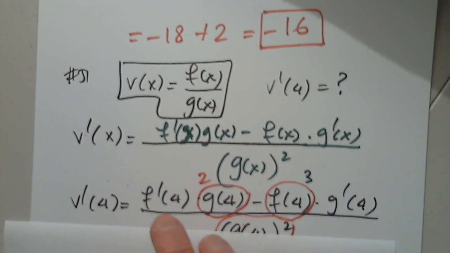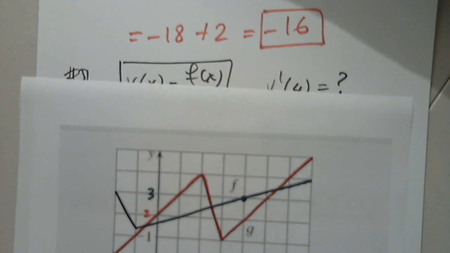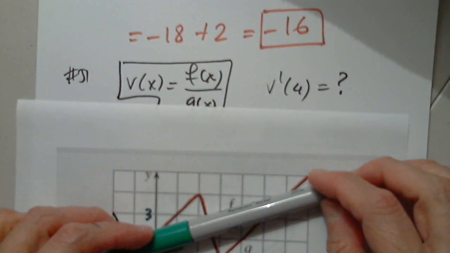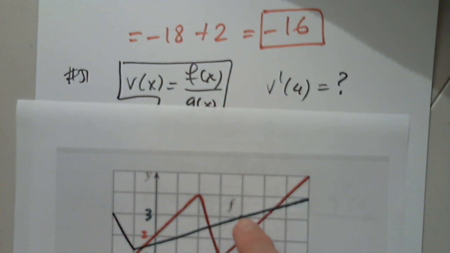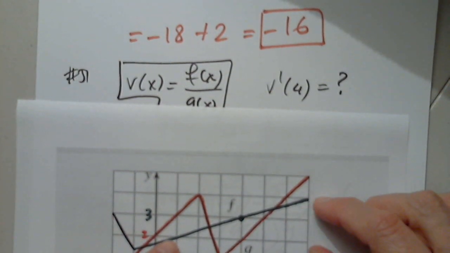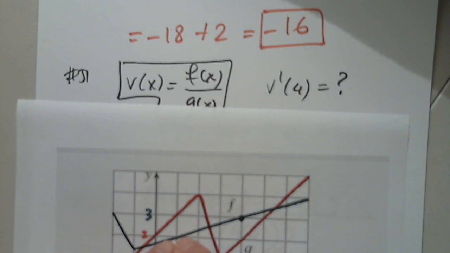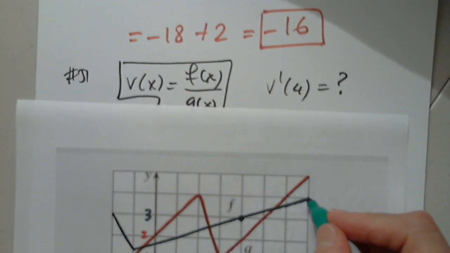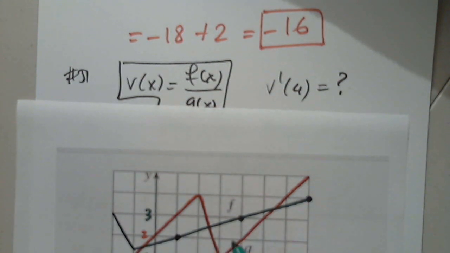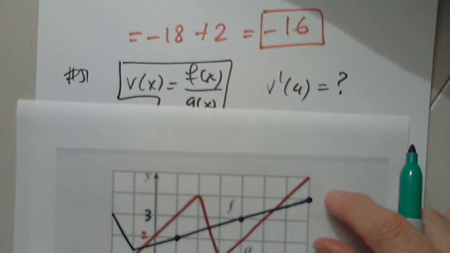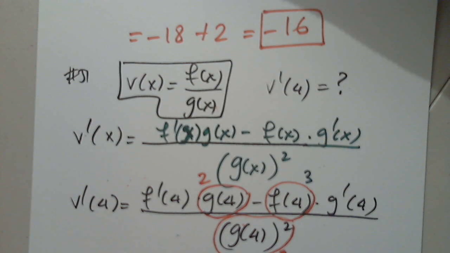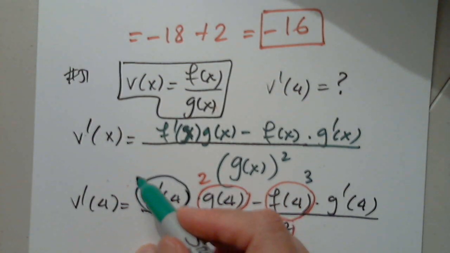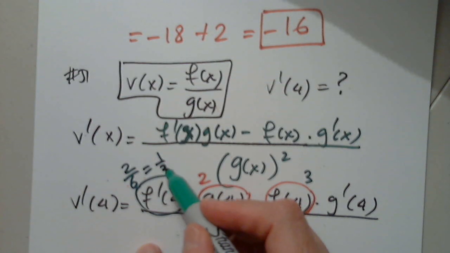Now I need to determine f prime of 4. f prime of 4 is the slope of this line. That will be f prime of 4. So I'm going to use this rise, this point, and this point to determine the slope of this line. Rise is 2, run is 6. So f prime of 4 is 2 over 6, which changes into 1/3.